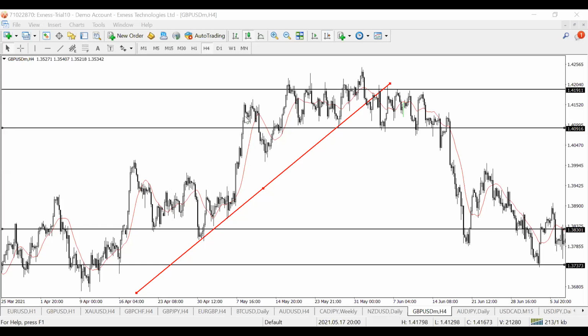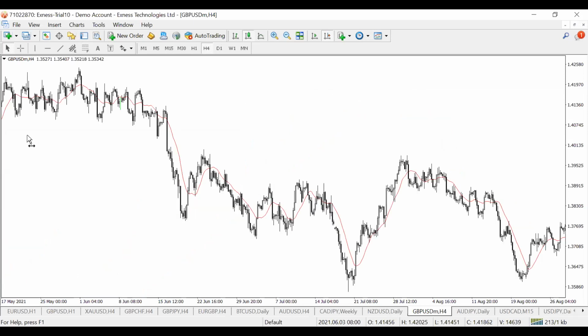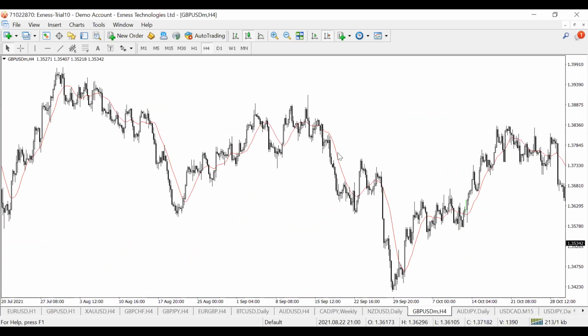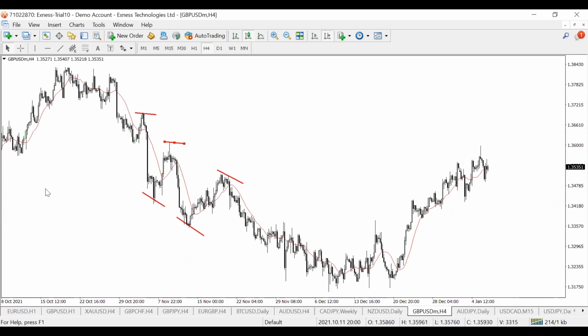Let me delete all this so that you have a fresh chart. Can you see my chart? Yes. Okay. All right, now this is what I'm trying to say. This is a downtrending market. Overall, the market is going down. Let me draw a wedge so that you see it clearly.